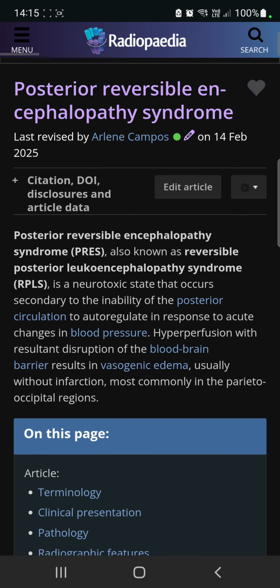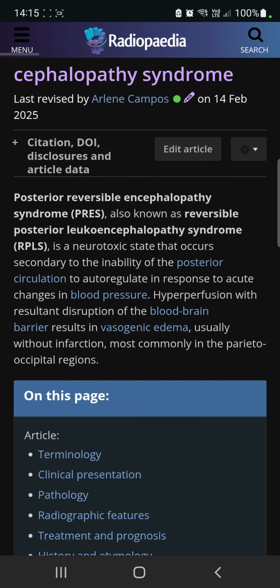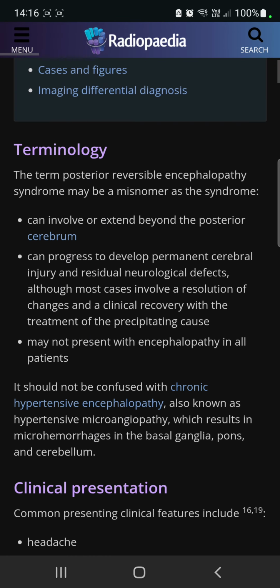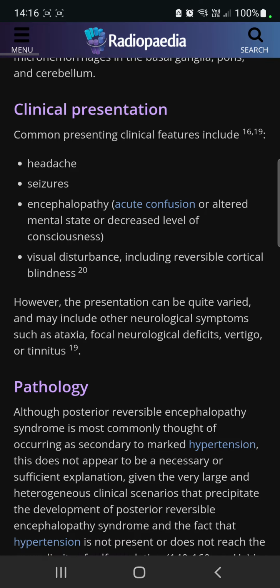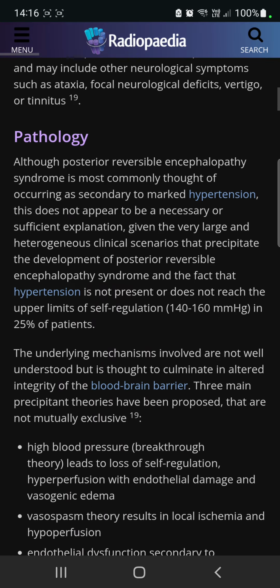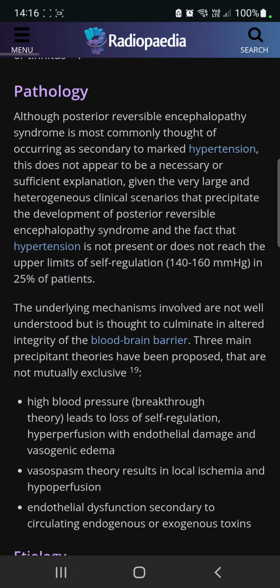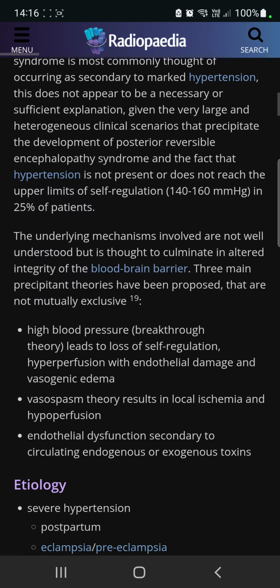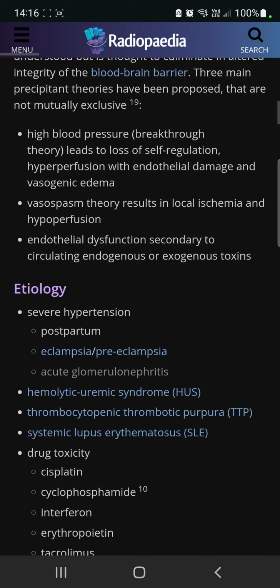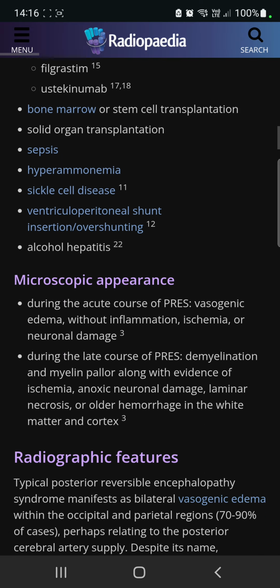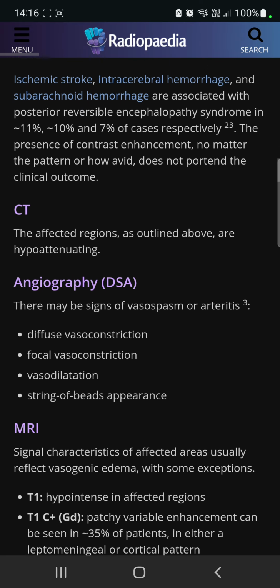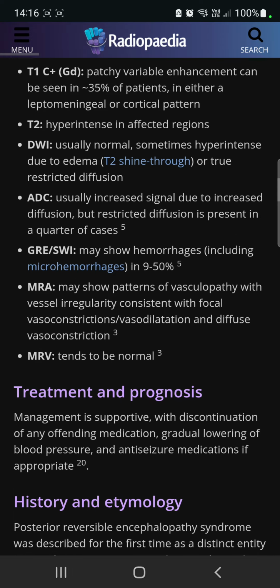And now it usually affects the parietal area, the occipital area, the posterior part of the brain. Now, as you can see, the clinical presentation: headache, seizure, encephalopathy, visual disturbances, and usually marked hypertension. This is the main cause, which disrupts the blood-brain barrier and causes vasogenic edema, which can be seen on MRI as hyperintense lesion because it causes vasogenic edema.